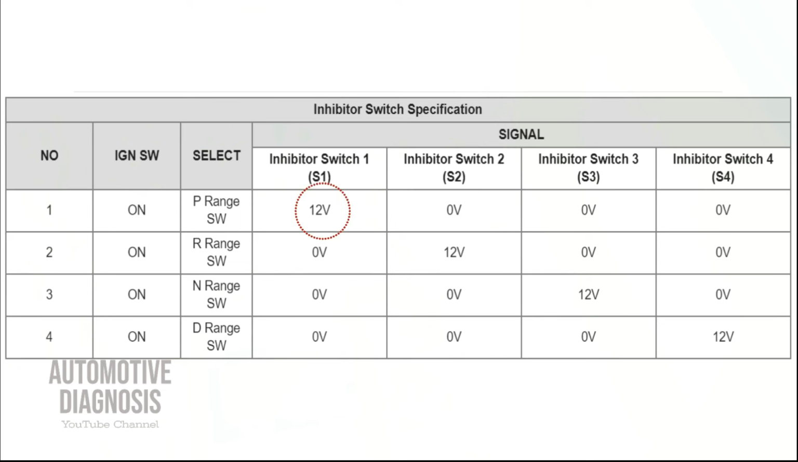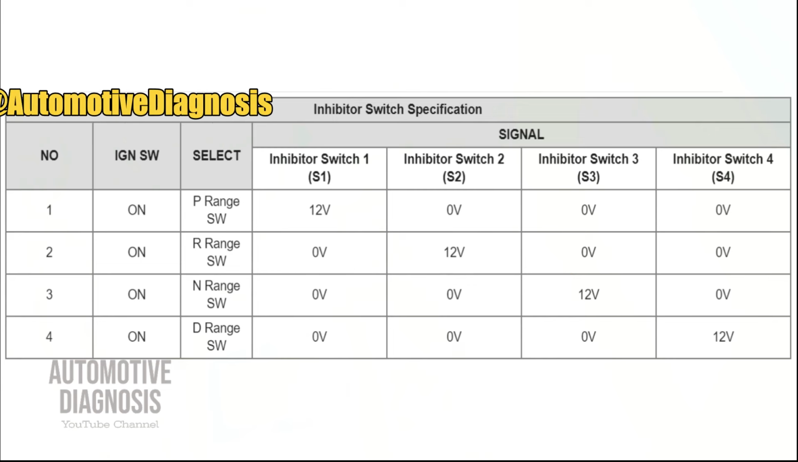As you see, we have 12 volts on signal 1 when the gear shifter is positioned on park. And for signal 2, we will have 12 volts when the transmission is located on reverse. Signal 3 is for the neutral position, which gives us 12 volts in neutral position. And if you put the gear shifter on drive position, we will have 12 volts from signal 4. As you see, in all other conditions, these switches are sending 0 volts.